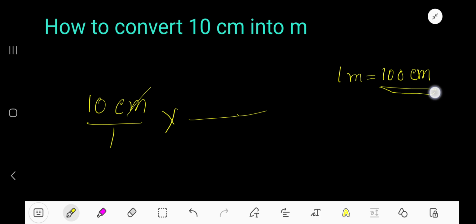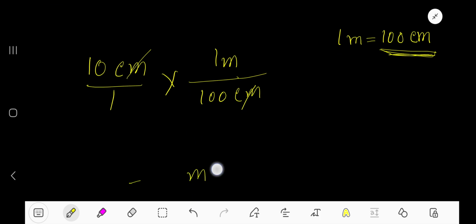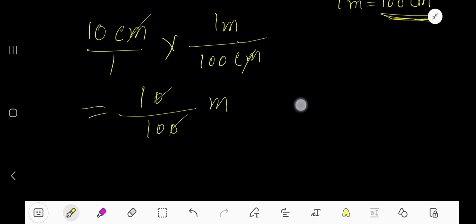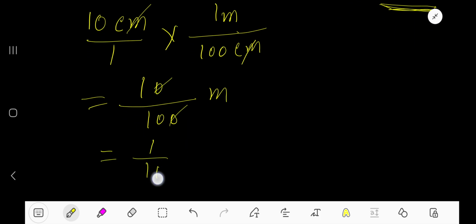That's why this portion of the equation, 1 meter equal to 100 centimeter, will come here as the bottom, because we would like to cancel centimeter with centimeter. This portion will be the top. So now multiply: 10 times 1 is 10, and 1 times 100 is 100 meter. Now cancel this, so we are getting 1 divided by 10 meter.